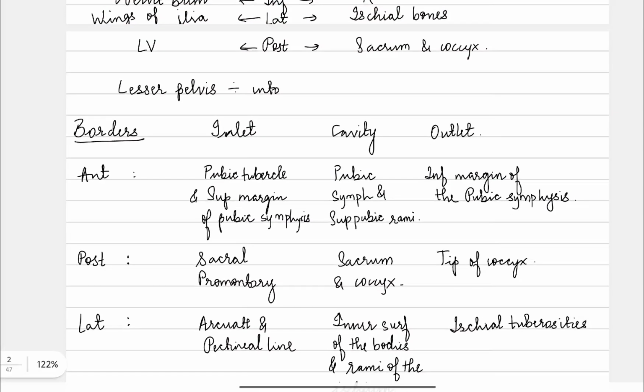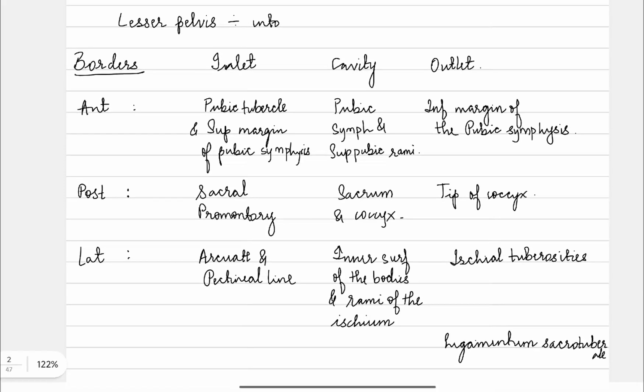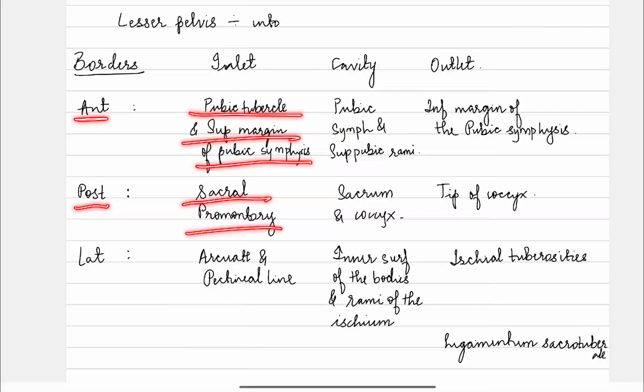Fine. Now, this lesser pelvis, which is a true pelvis, is divided into three subdivisions: inlet, cavity, outlet. Pelvic inlet, which is also the superior aperture, has anterior, posterior and lateral borders. Anterior is pubic tubercle and superior margin of pubic symphysis. Posterior is sacral promontory and laterally there is arcuate and pectineal line.